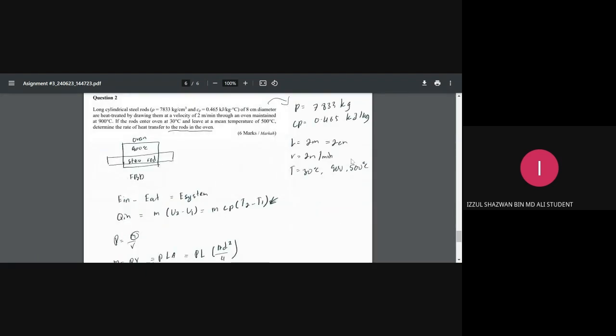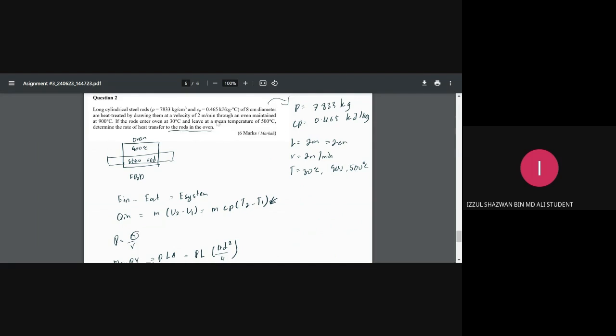Now we'll go to the second question of this assignment. A long cylinder steel rod, rho 7833 kilogram per meter cube and CP equal to 0.465 kilojoule per kilogram Kelvin, of 8 centimeter diameter, is heat treated by drawing it at a velocity of 2 meter per minute through an oven maintained at 900 degrees Celsius. If the rod enters the oven at 300 degrees Celsius and leaves at a mean temperature of 500 degrees Celsius, determine the rate of heat transfer to the rod.